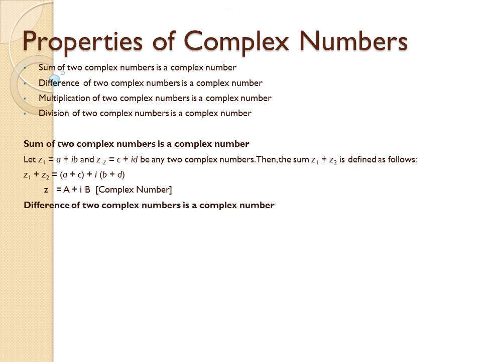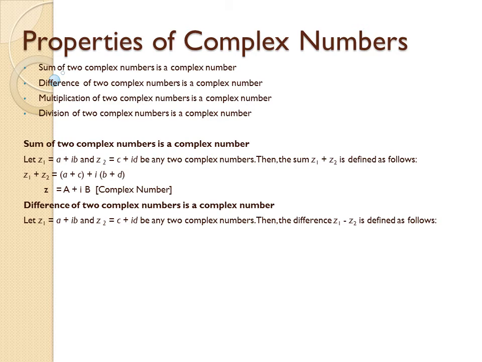Next, go to the difference of two complex numbers is a complex number. In the same way we will deduce. Z1 I have put as a plus ib, and Z2 I have put as c plus id. So if I take the difference Z1 minus Z2, then it becomes a minus c plus i of b minus d. In the upper part it was all plus, and in the lower part it is just minus.